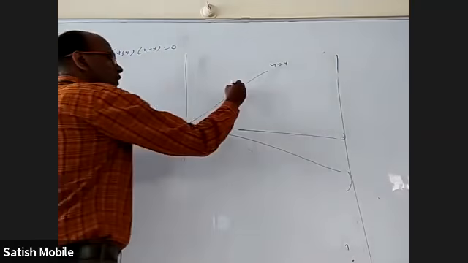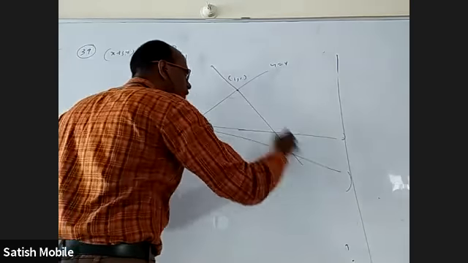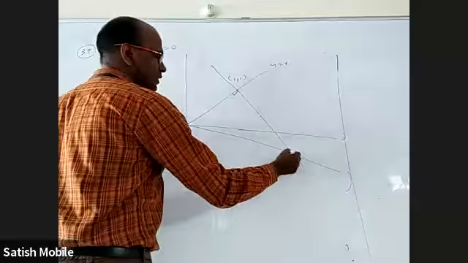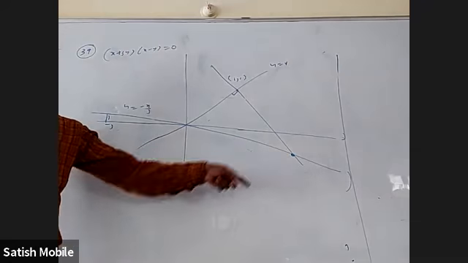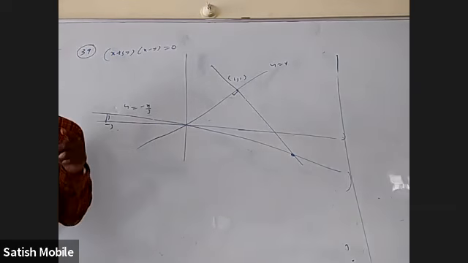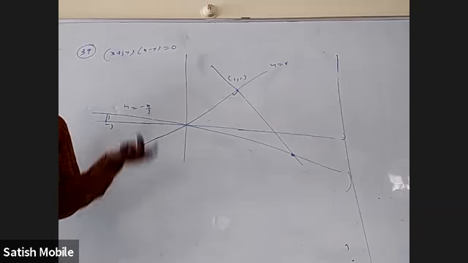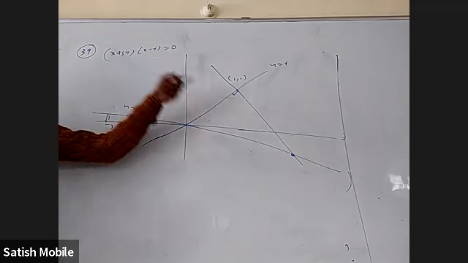Now, if you take 1 comma 1 and really draw the normal there, you can easily see it is intersecting the curve again at another point, and that point is in which quadrant? Fourth quadrant. The normal to the curve at 1 comma 1 will meet the curve again in the fourth quadrant.